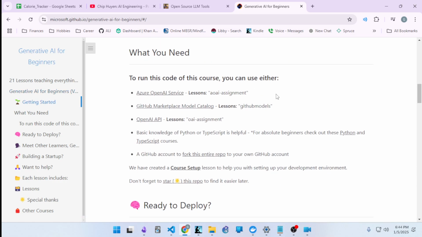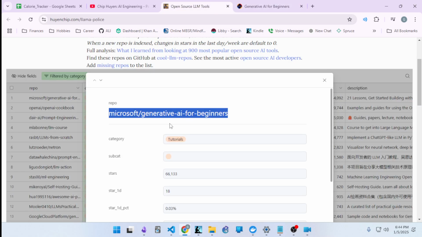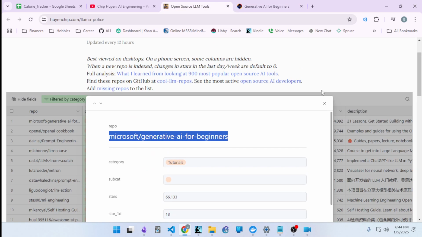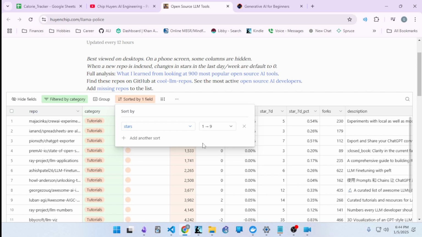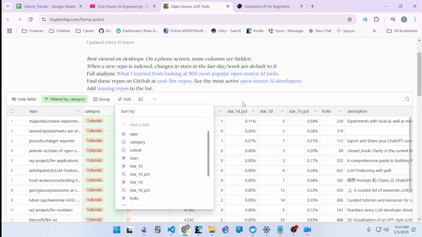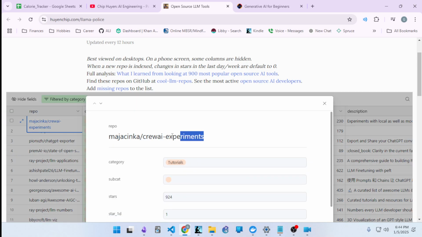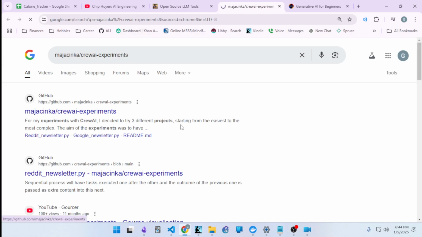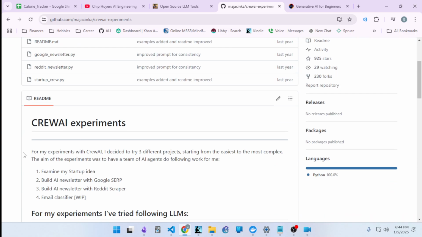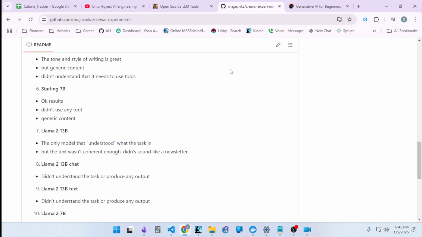Now you know kind of what the crowd is doing, and you can follow the crowd, or you can kind of go against the crowd. Let's look at the one with the fewest number of stars. So the fewest number of stars, we've got, oh, awesome, Crew AI. So Crew AI is a really cool tool. It's an agentic tool. Yeah, here's some experiments with it. Cool. Okay.